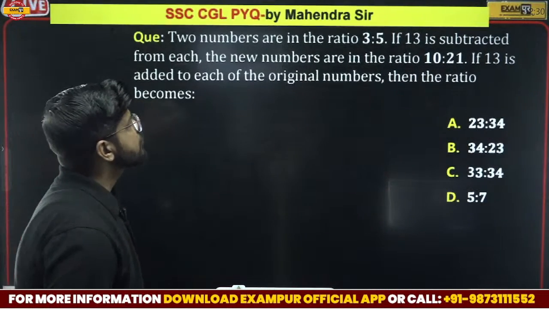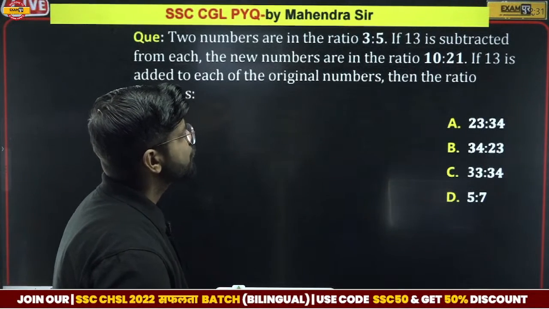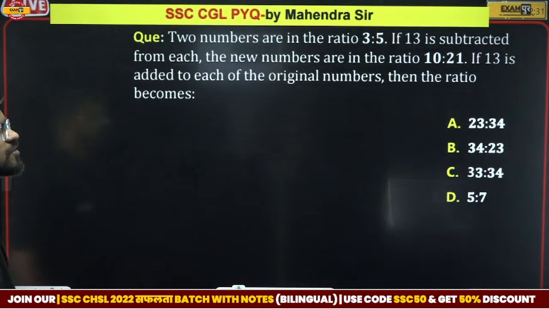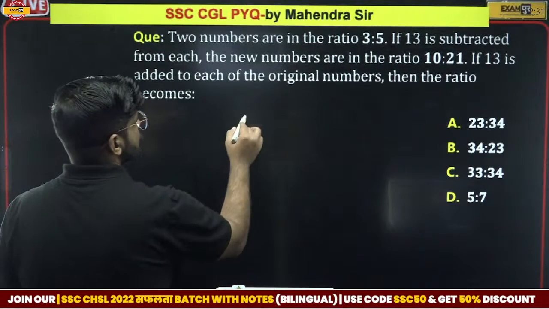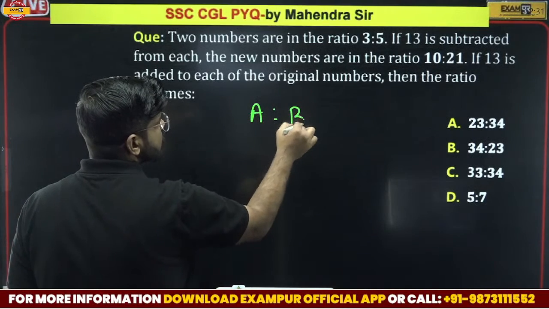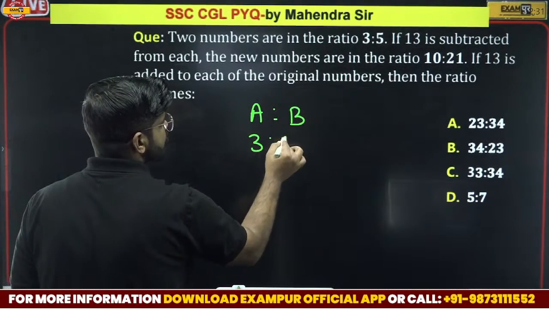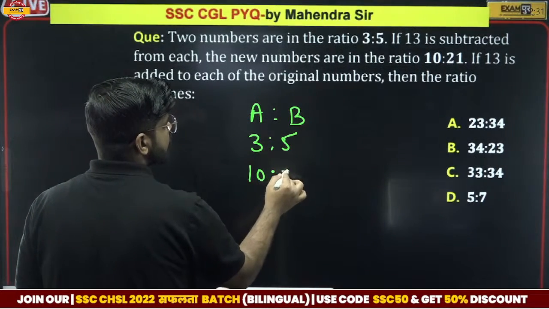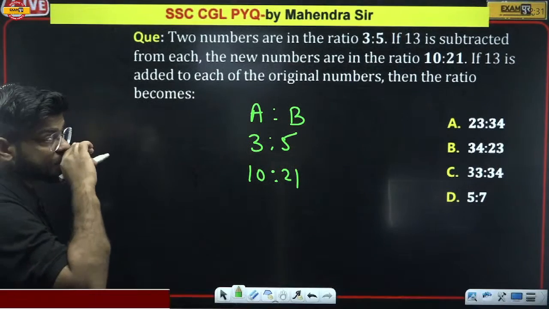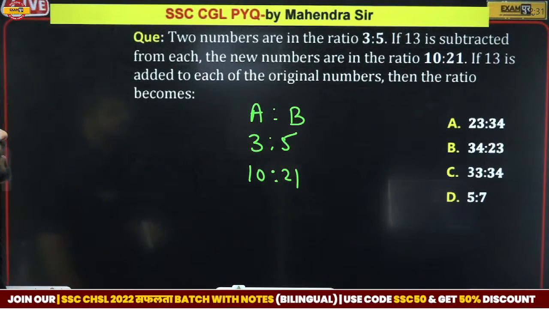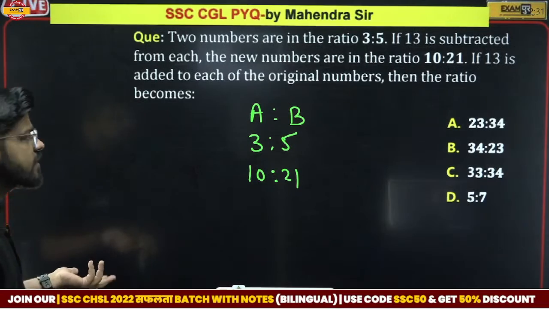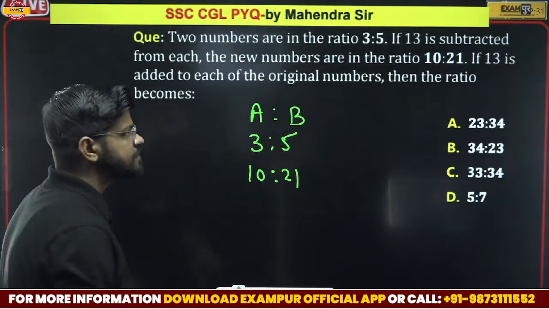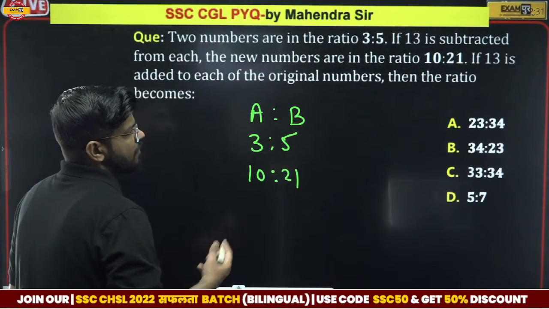Two numbers are in the ratio 3:5. If 13 is subtracted from each, the new numbers are in the ratio 10:23. So suppose two numbers are A and B. They are in the ratio 3:5. Now after subtracting 13, they will become 10:21. And if 13 is added to each number, what will we get? First we are subtracting and then we are adding. So we have to find the ratio.